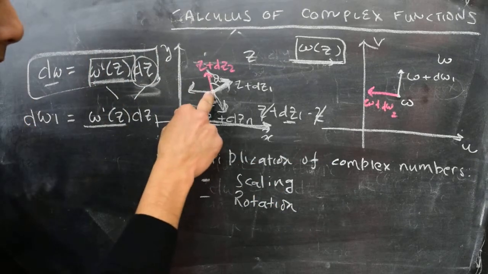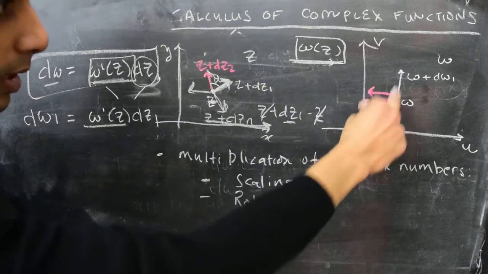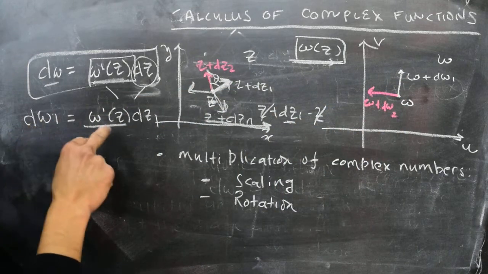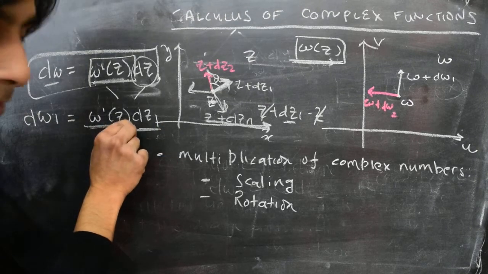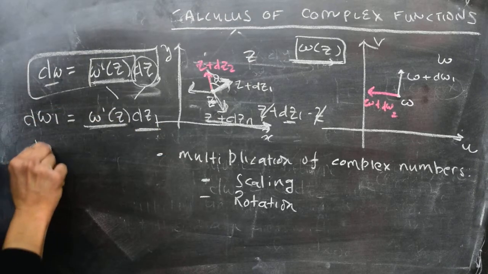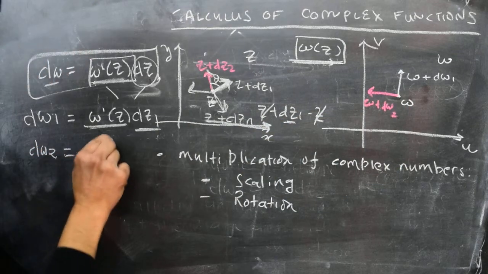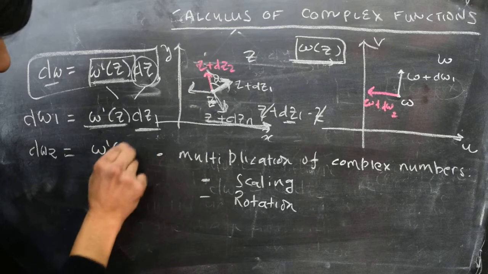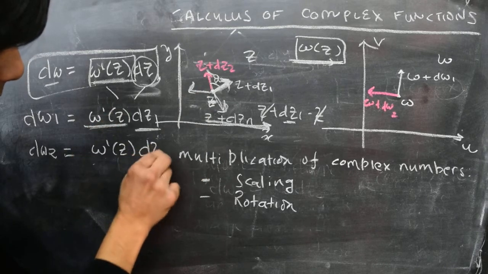So if the derivative at the point z exists, then the image arrow dw1 has to be obtained by multiplying the arrow dz1 with a complex number w prime z. Similarly, the image arrow dw2, this arrow, must be obtained by multiplying dz2 by the same complex number, w prime z times dz2.